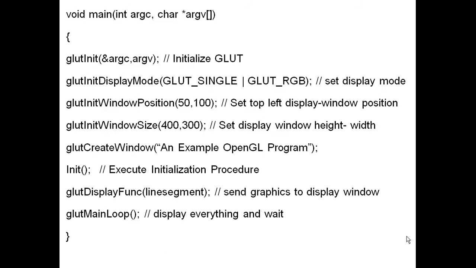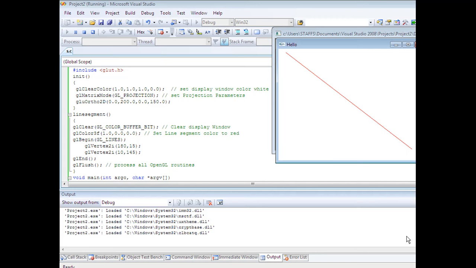The main function. The main function includes glutInit(), which is used to initialize GLUT. glutInitDisplayMode() is used to set the display mode. glutInitWindowPosition() is used to set the top left display window position. glutInitWindowSize() is used to set the display window height and width. glutCreateWindow() is used to create a window with the title specified within the double quotes. init() function is used to execute the initialization procedure. glutDisplayFunc() is used to send graphics to the display window. And finally, glutMainLoop() is used to display everything and wait till the program completes.